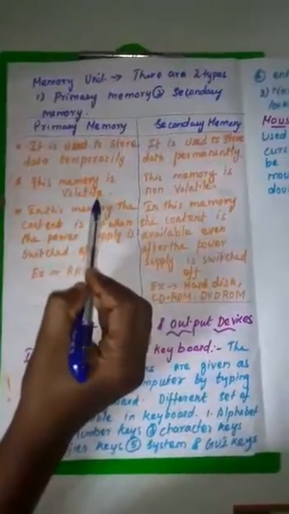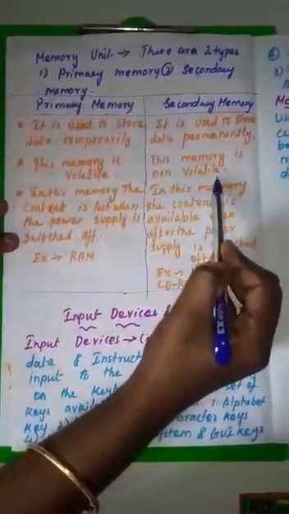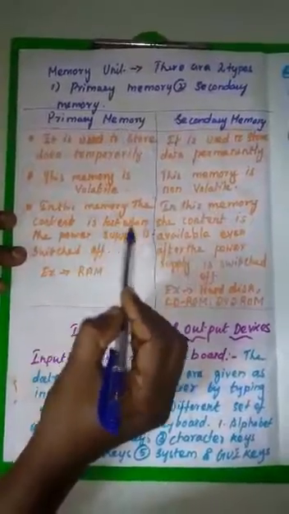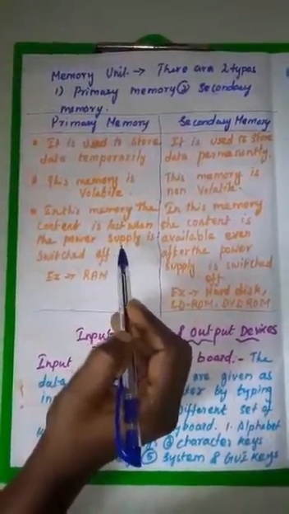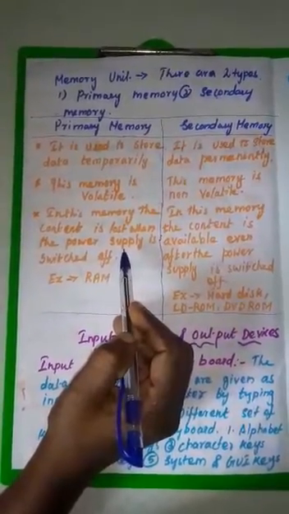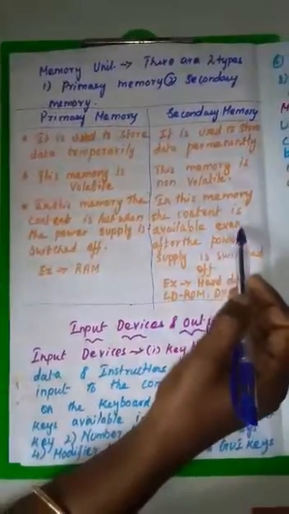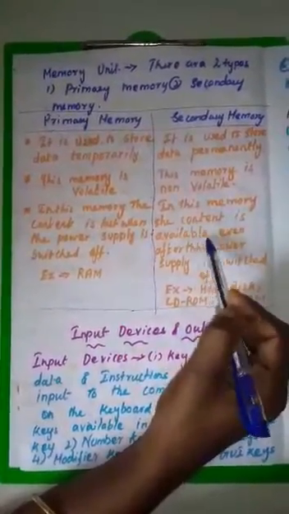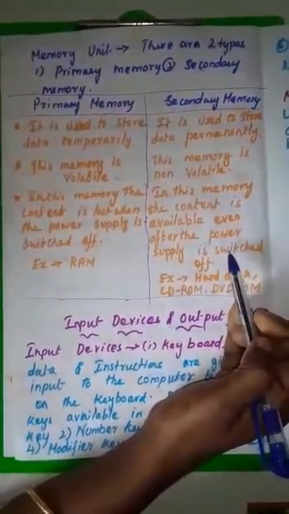Primary memory is volatile memory, but secondary memory is non-volatile memory. In primary memory, the content is lost when the power supply is switched off. But in secondary memory, the content is not lost. In this memory, the content is available even after the power supply is switched off.